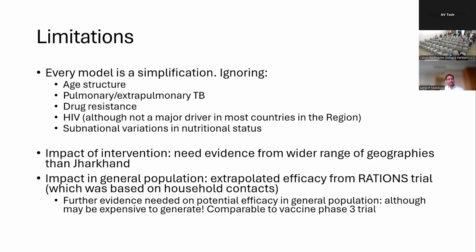Another important limitation is that the information we got from the recent trial is only for the household context, but we are applying the same information to the general population. Means in the low BMI population, we are giving support and looking at the impact from them. So actually, we need a potential study, like a vaccine trial. We need similar information for nutritional status to apply the model to get the impact.